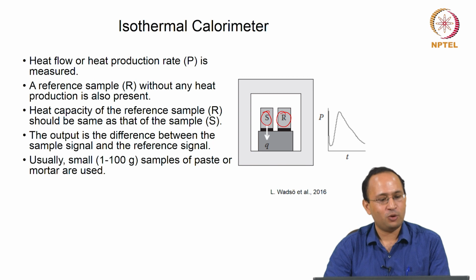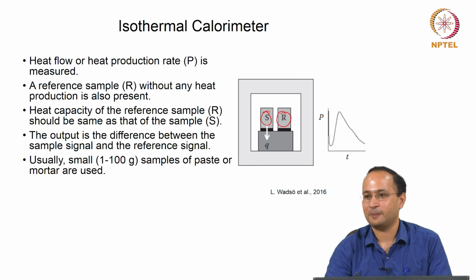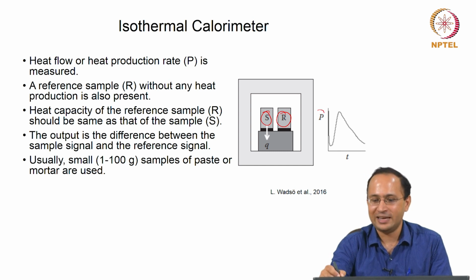Also, isothermal calorimeter can be used for paste and mortars. Because the amount is limited, you can typically use 1 to 100 gram of sample. So it is small, you are not talking about kgs. That is also a limitation of this technique. You can only use it for paste and mortar, and the amount is up to 100 gram. So you finally get this power, thermal power, changing with T.